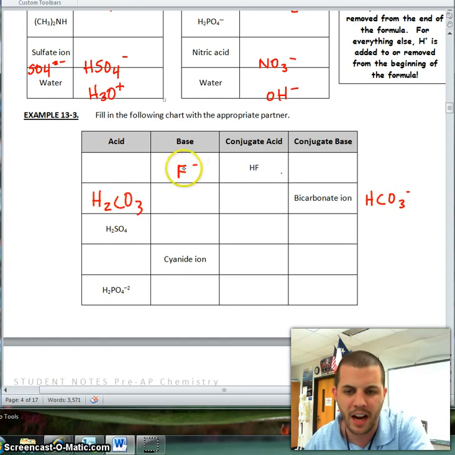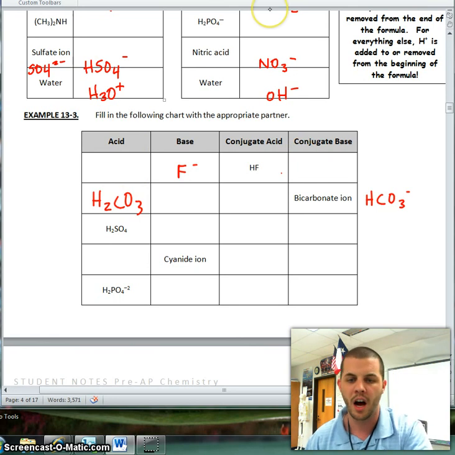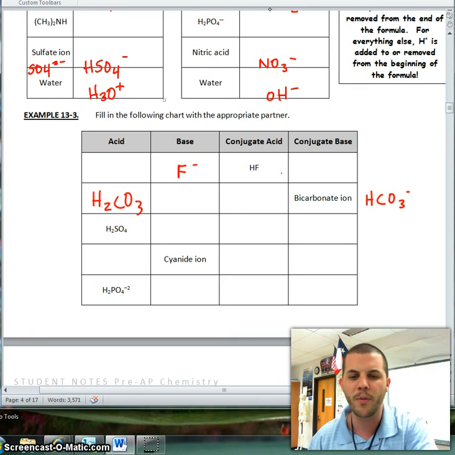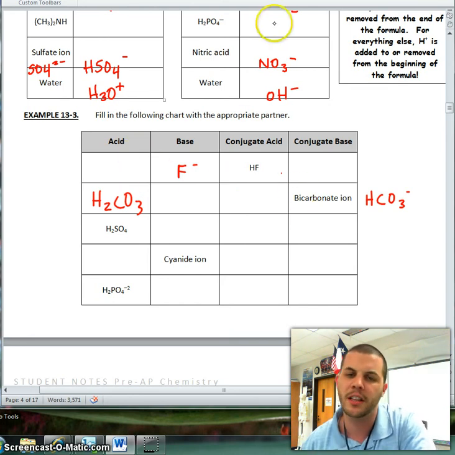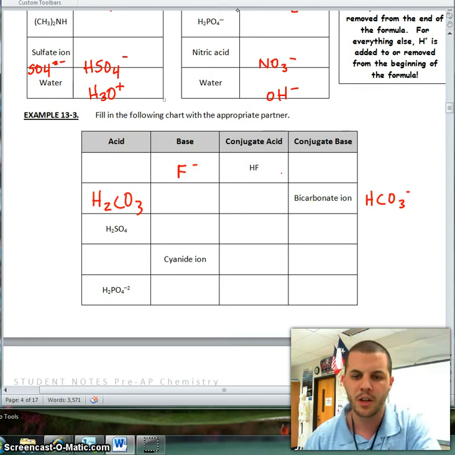Obviously, if I only know the base and the conjugate acid, I don't fill in the acid and conjugate base for that. I could have a number of acids react with F minus to make this. So you're only filling in the appropriate thing that you can fill in for this. Go ahead and take a look at the rest of this on your own. We'll take a look at it in class.